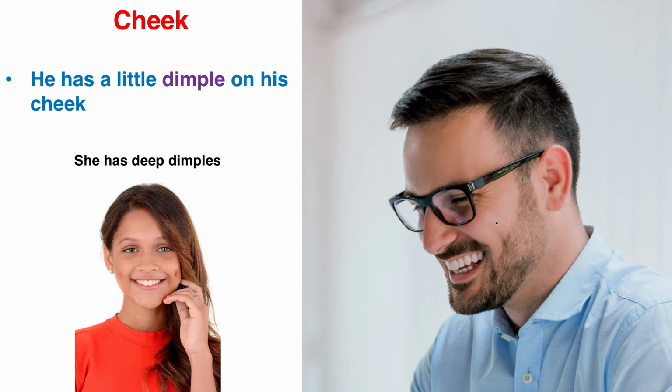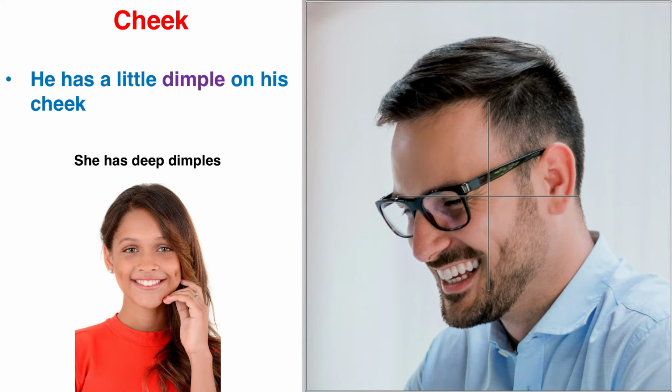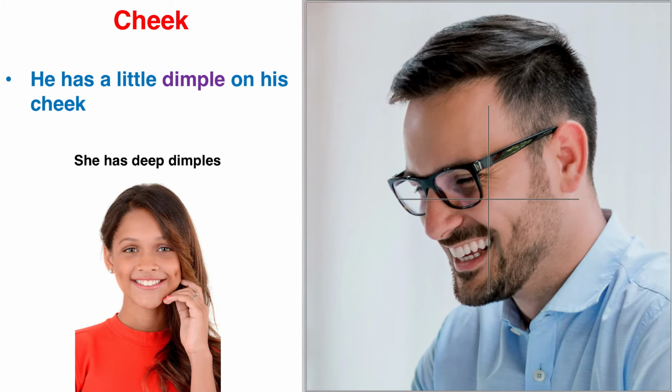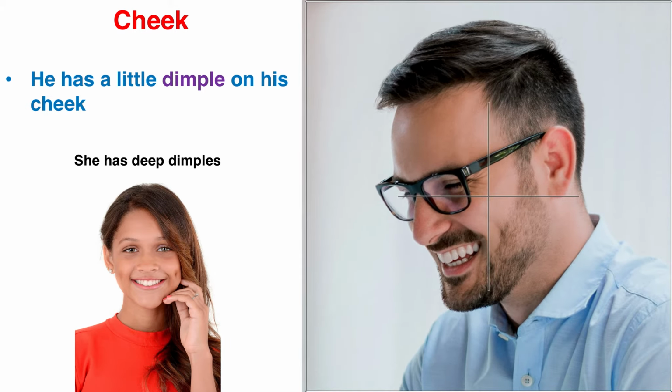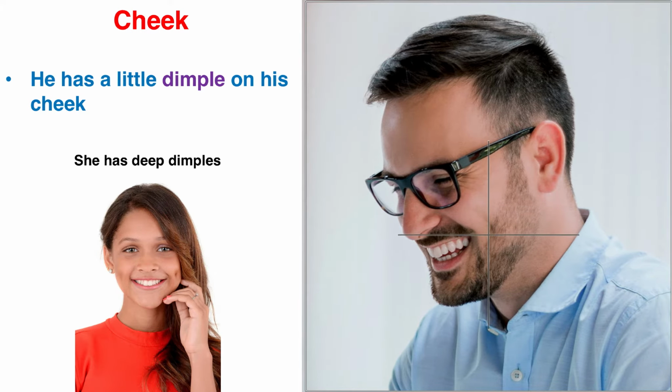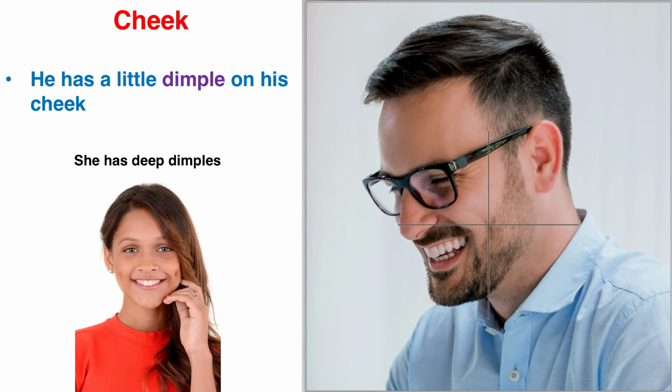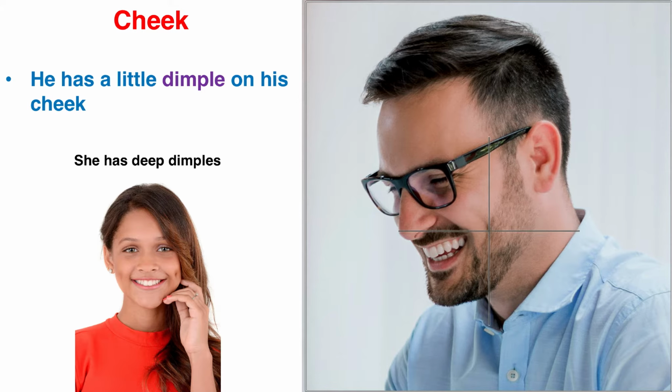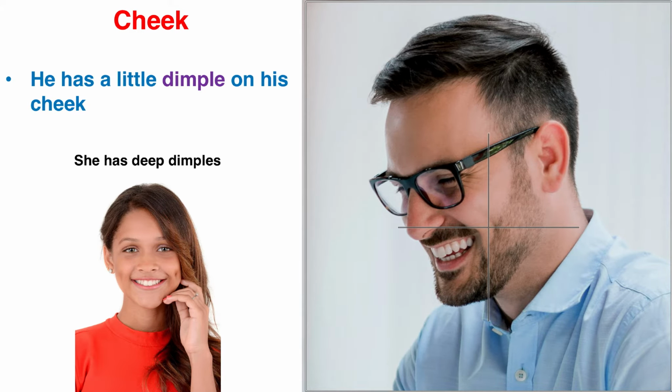Okay, so let's talk about his cheek. So here's his crow's feet, and his cheek is going to start right about here. There is one interesting feature about his cheek, and that's this right here. So you see where his cheek is indented? This is called a dimple.